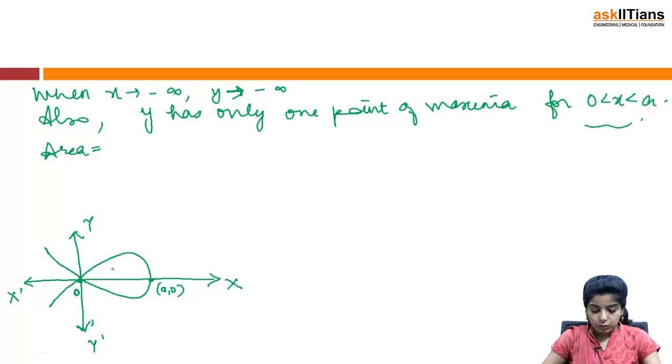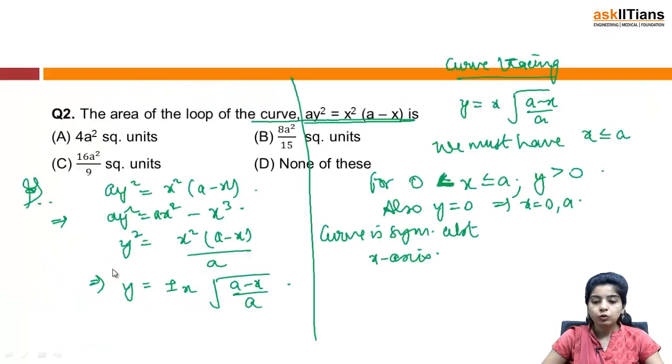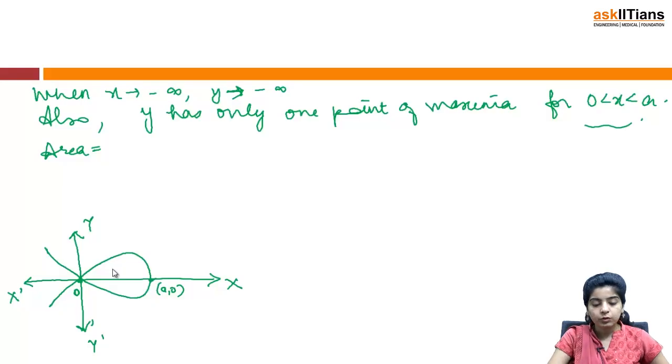So the question was the area of the loop of the curve. So we are required to find out this area, right? So area would be equal to twice of integral 0 to a, since it is symmetrical about the x axis. So we'll just find out this area and make it twice so that we get the required total area.